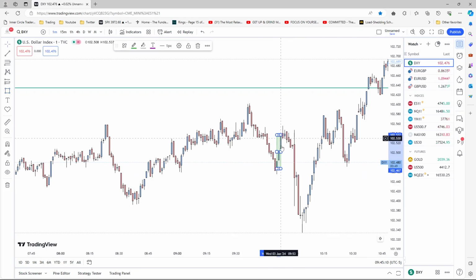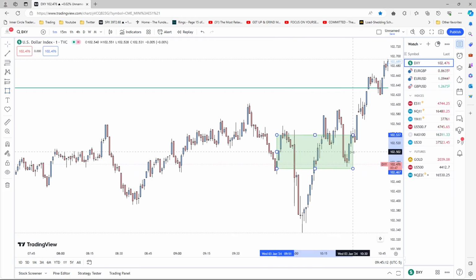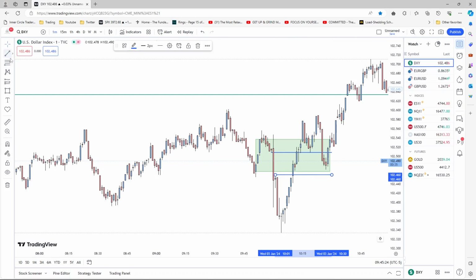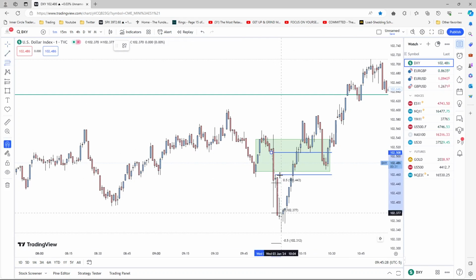Let's look at the breaker block. It's a breaker block. And then we also had this inversion. Now we can get really technical and we can put a fib on there and we can find the consequent encroachment.